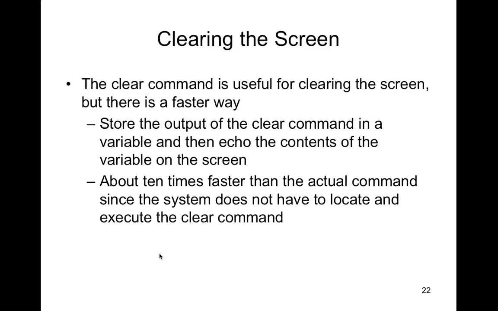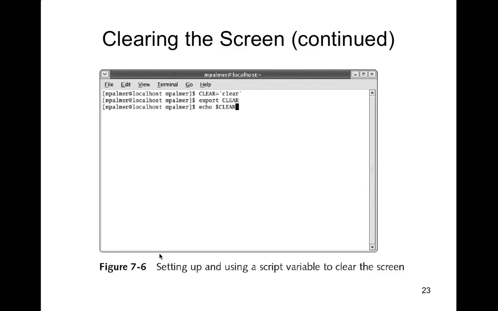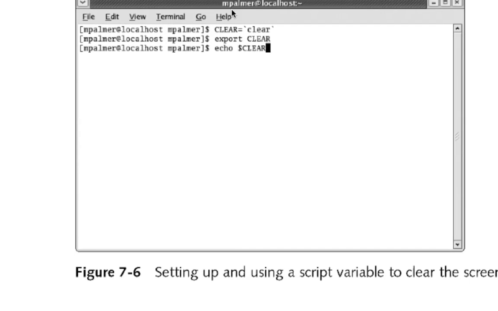It's about 10 times faster than the actual command, since the system doesn't have to locate and execute the clear command. Instead, it just shows the echo information. So here's an example where you say clear equals clear, export clear, echo clear, where you're clearing the screen. So that's setting up and using a script variable to clear the screen. If you type this in your command window, I'll make this a little bit bigger so you can see what I'm talking about.